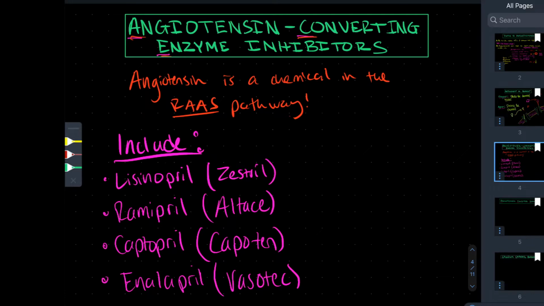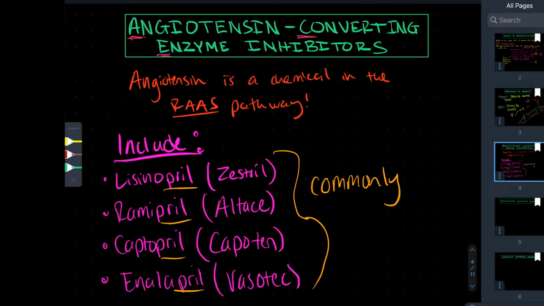And so I'm sure you've already noticed that these all end in pril. Commonly these ACE inhibitors will end in pril. So that's a really good identifying marker of an ACE inhibitor, and there's not many deviations from it. So it's a really good indicator.